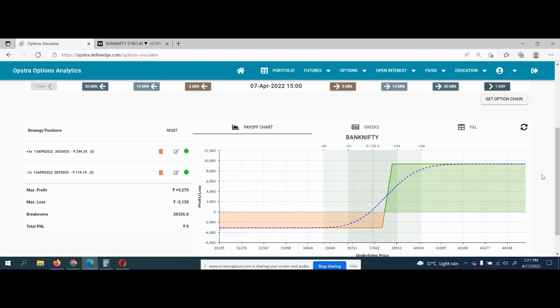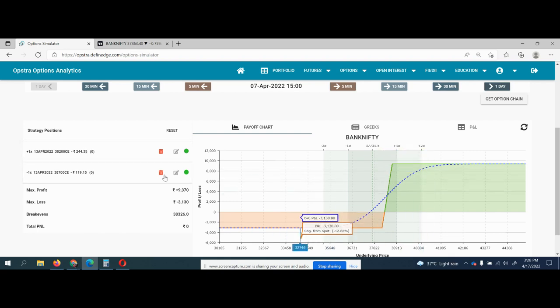Which is against your view. So we have to do some sort of adjustments, right? When exactly do we need to do the adjustment? 244 is the premium you paid and 120 is the premium you have received, right? So what is the difference? Net, 244 minus 120 would be 124, right? So whenever this buy position's premium becomes 124 or 126 or 128, maybe between 124 to 130, then you have to start doing the adjustment.